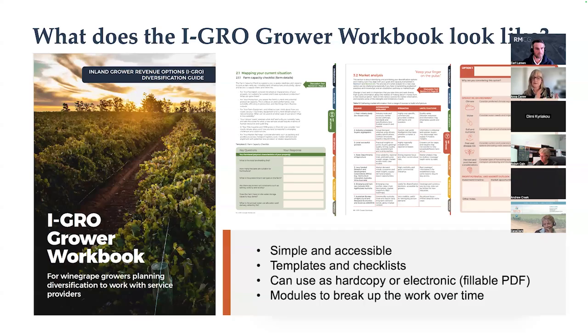So this can be used as a hard copy. The grower can print it out and get coffee stains on it and scribble all over it and mark it up, or they can use it on their computer if they would like to. It's a fillable PDF that they can download from the website.